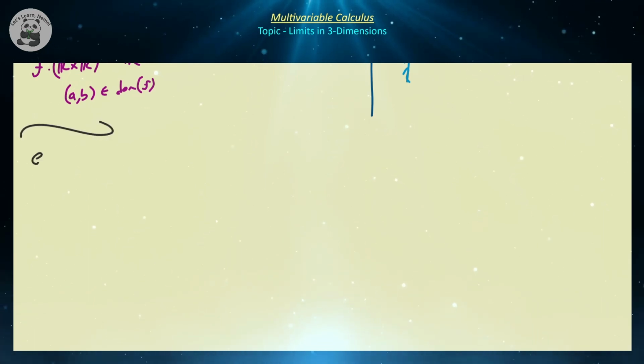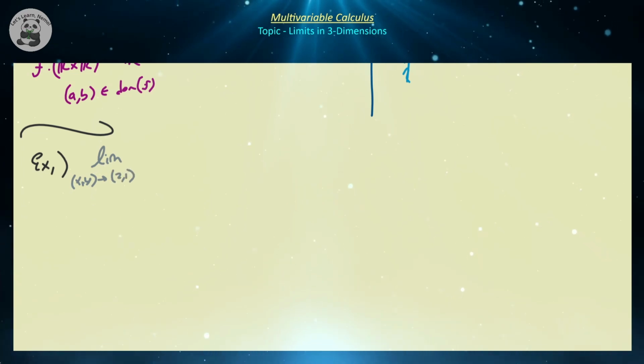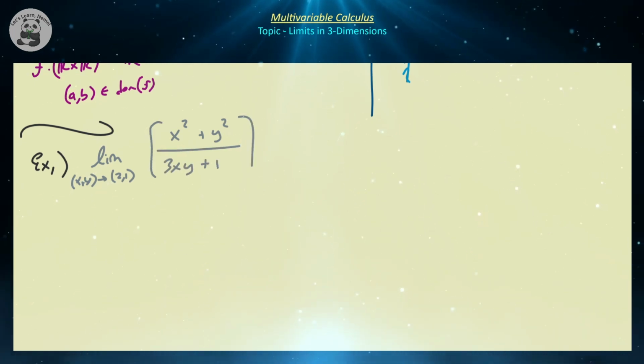So let's start off with a very numerical example to see if there are any theoretical things that we can use from the ground up. Let's assume that we're interested in the limit as (x, y) approaches the point (2, 1), and that the function we're dealing with is (x squared plus y squared) divided by (3xy plus 1). Right?